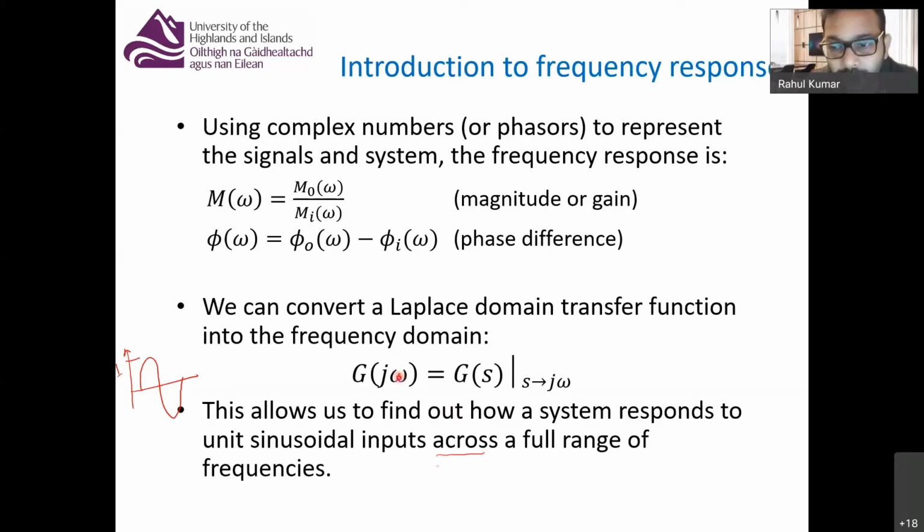Omega is 2 pi f, the frequency. So if you keep on changing the frequency, you can find the response of your system at different frequencies for a unit sine wave. Because we do not have any magnitude here, we consider the magnitude of the input as unity.